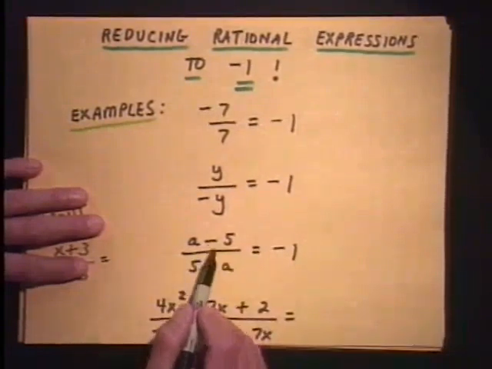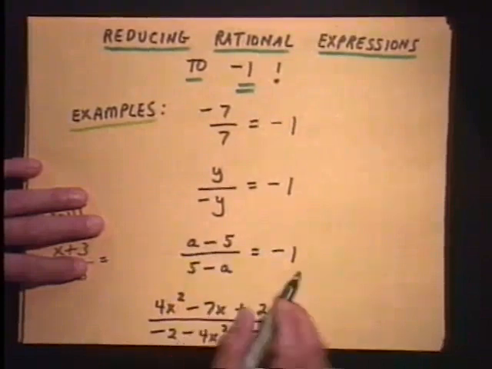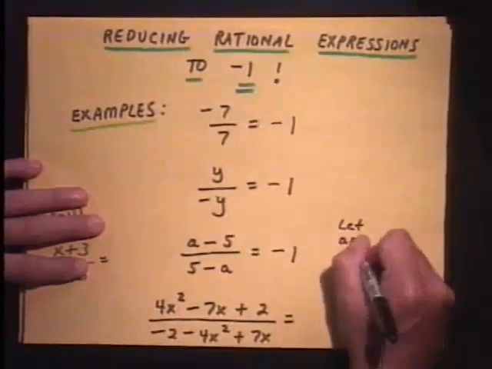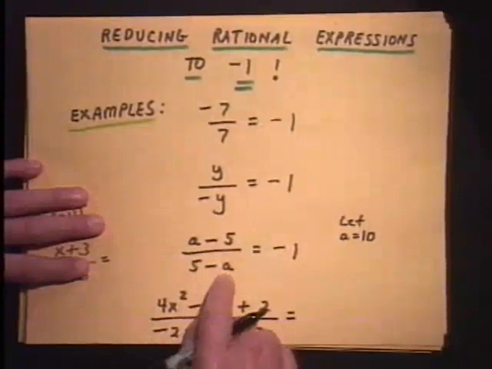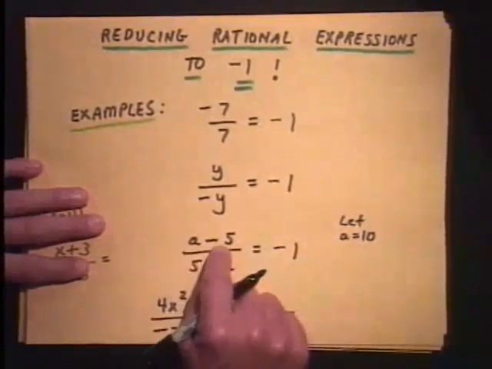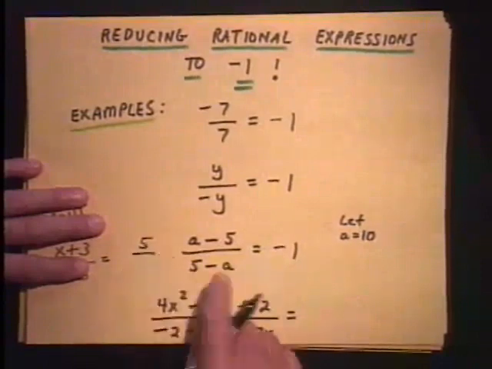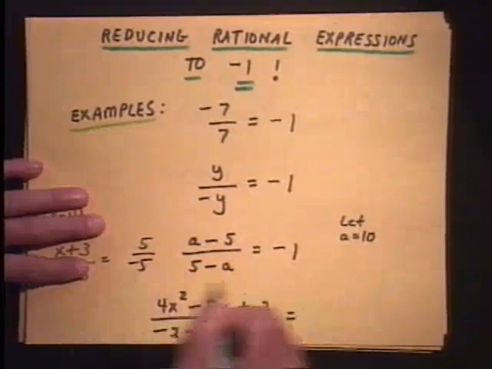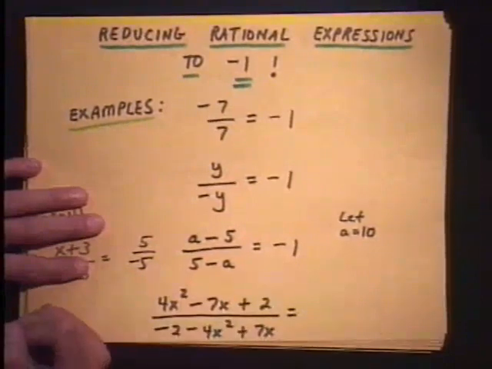All right, now if you don't see that, plug numbers in for a again. So we can come over here on the side. You can put any number in there for a except 5, which makes it undefined, but we'll let a be 10, and we get 10 minus 5 would be 5 over 5 minus 10. Plugging that in would be -5, and you sure do see it reduces to -1.